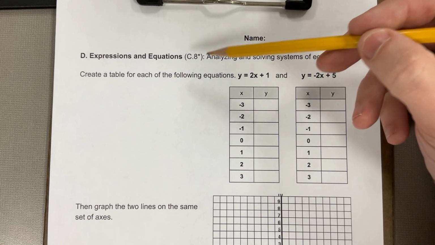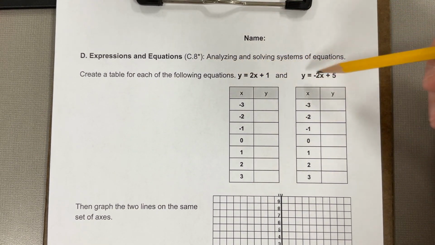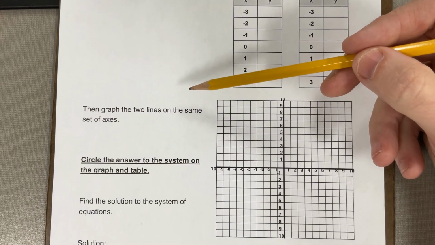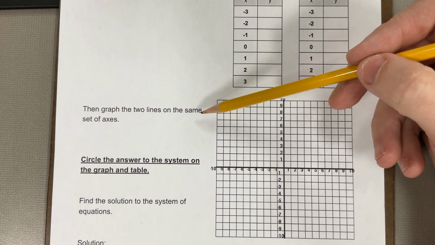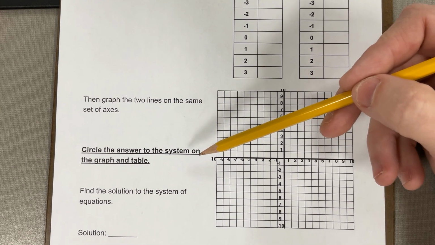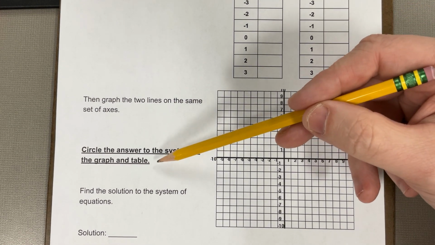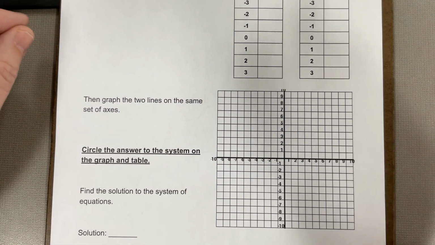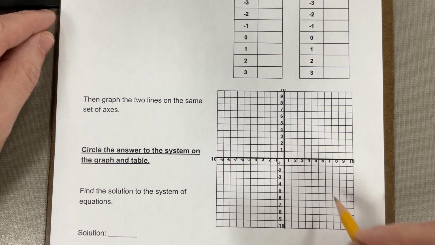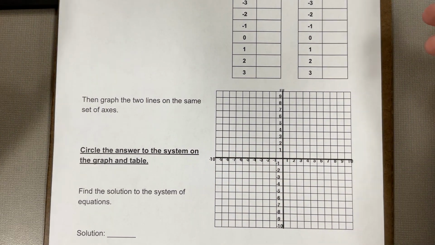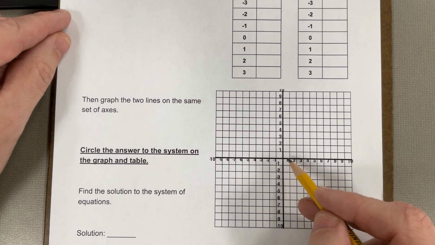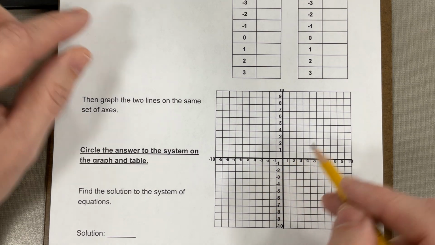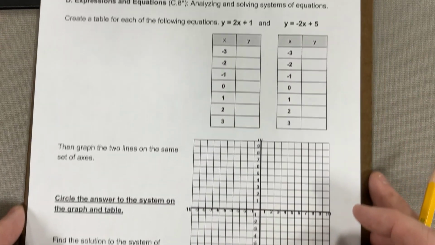So here it says, create a table for each of the following equations. And here they are. But I'm going to go ahead and read all the directions so I can kind of have a preview. Then graph the two lines on the same set of axes. Circle the answers to the systems on both the graph and the table. And then find a solution to the system of equations. So we've already found the solution to a system of equations by using a graph. So now we're actually going to be graphing the material. And then we're also going to be creating an XY table.